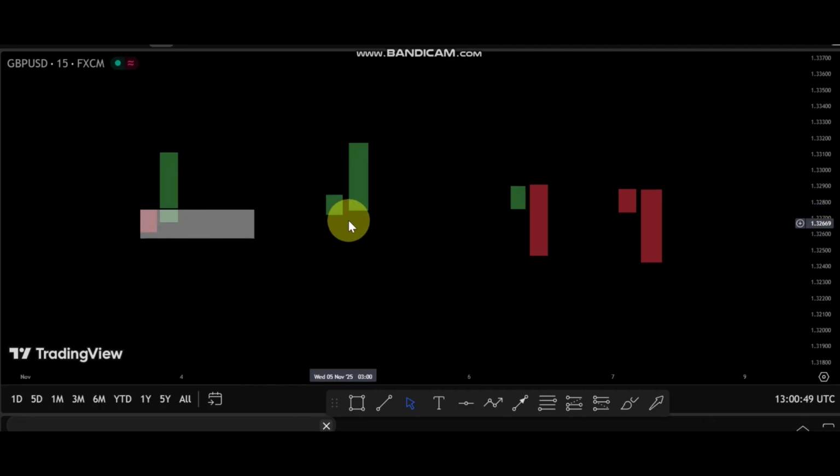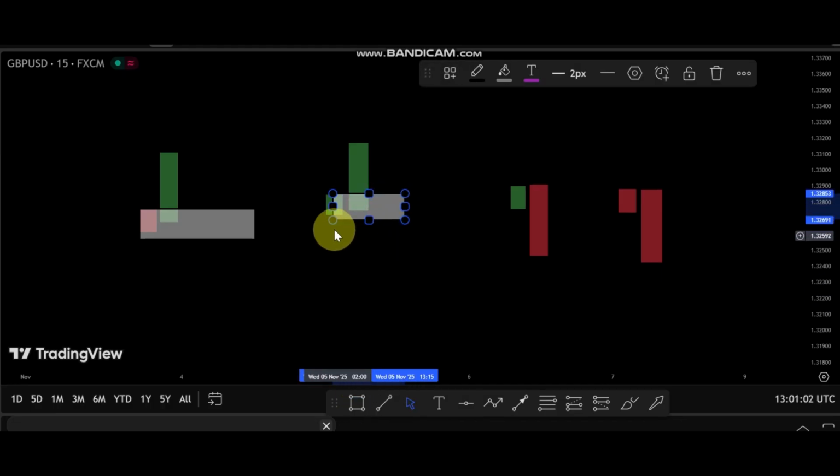Also, when we see a weak green candle, a weak bullish candle before a large bullish candle, this small green candle, the weak green candle, is our order block. So similar thing, you have to draw it out. So this is our order block.